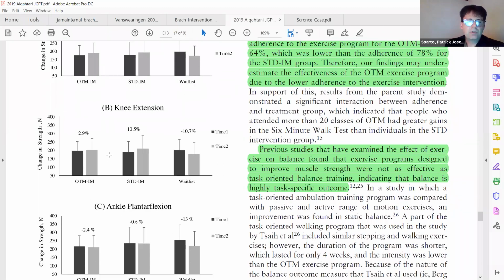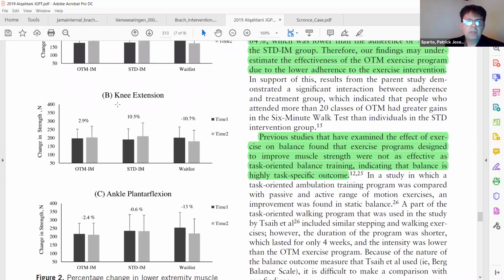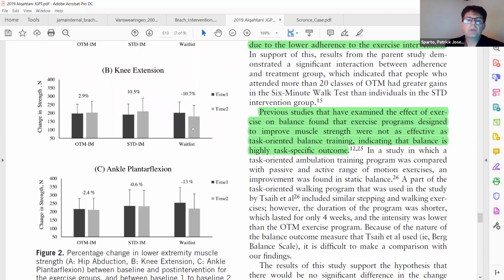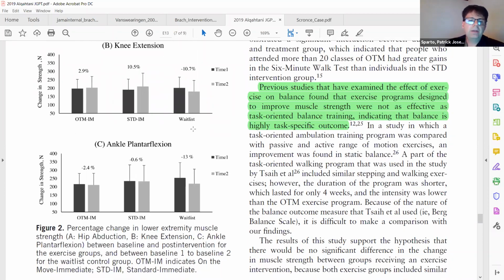For knee extension strength, again, there were improvements in On the Move and the standard groups, even more so in the standard group. And again, the waitlist group showed a reduction in knee extension strength across those 12 weeks. And then for ankle plantar flexion strength, there was very little change in the On the Move and standard exercise groups, but again, a 13% decrease in the waitlist group.